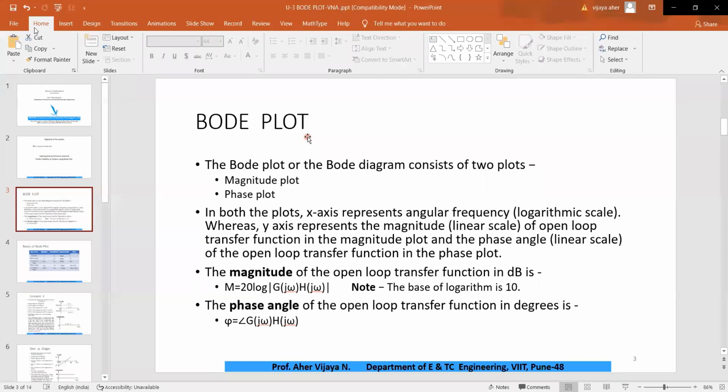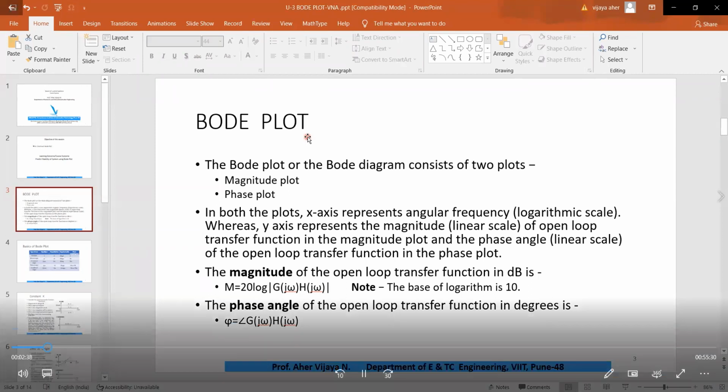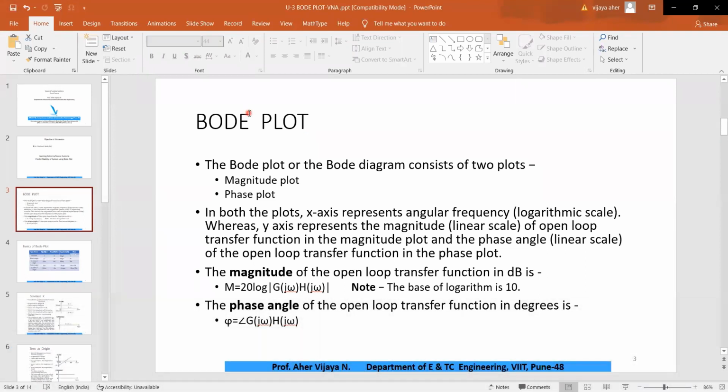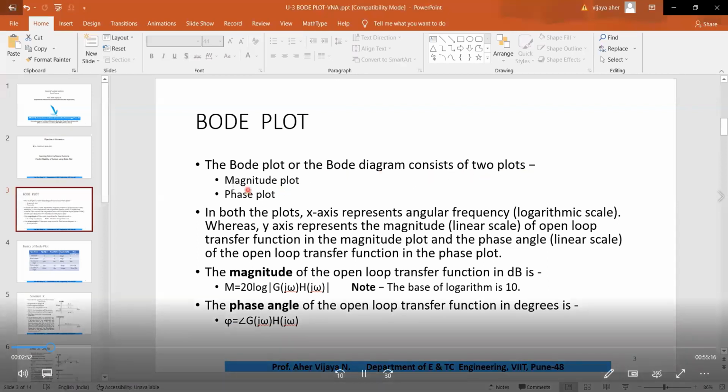In the BODE plot, you have to plot two things. The first one is the magnitude plot and the second one is the phase plot. What is that magnitude and phase plot? I am going to explain that over here. It's very simple actually. So let us start. The BODE plot or BODE diagram consists of two plots. The first one is the magnitude plot, the second one is the phase plot.